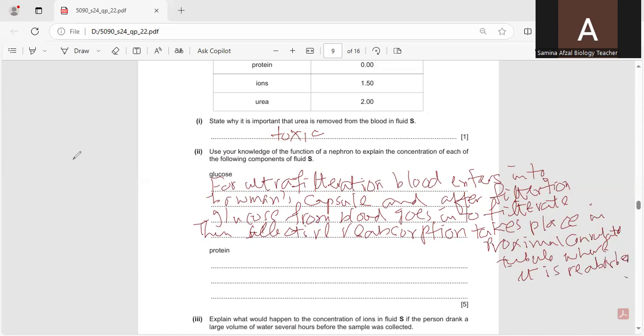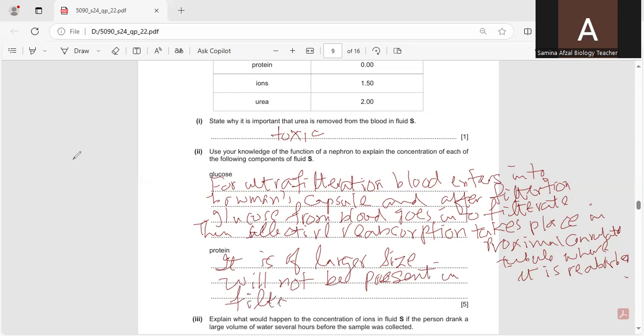So what about protein? So protein is of larger size, so no, it does not go into the filtrate. So it will not go into the filtrate. So it will remain in the blood because of its size.